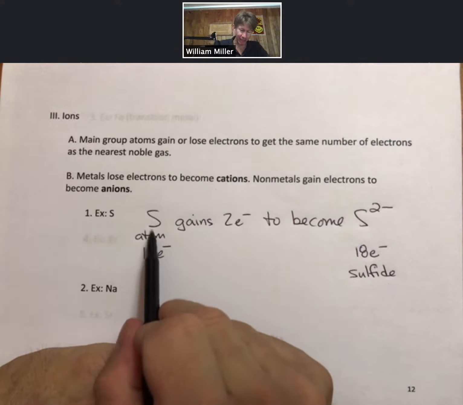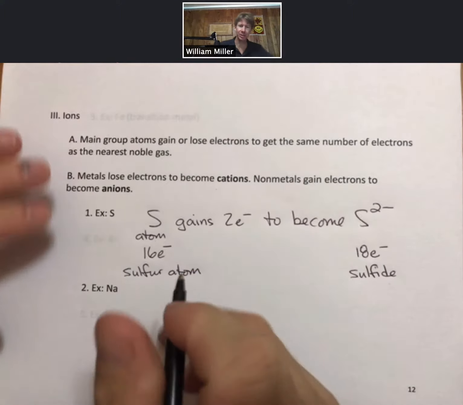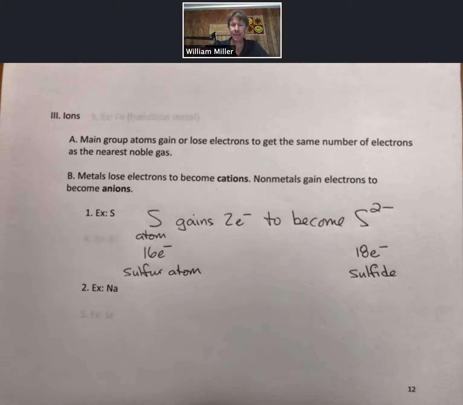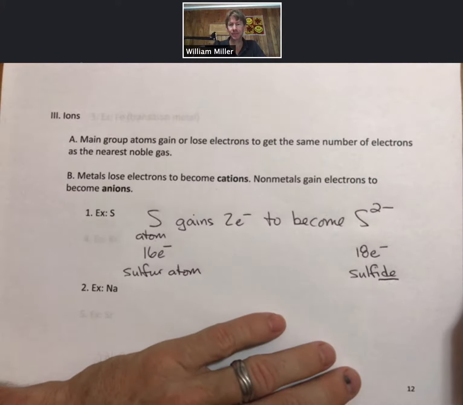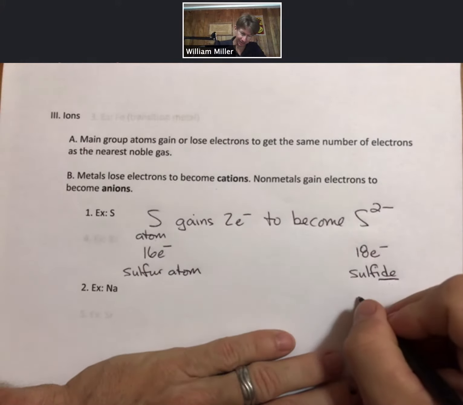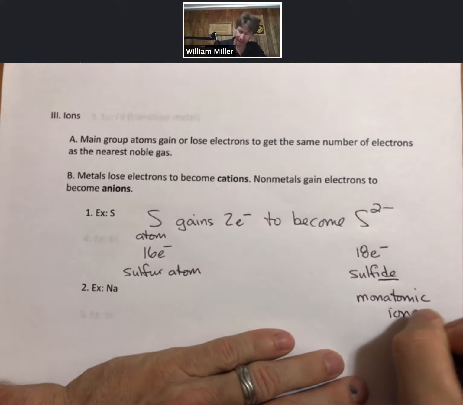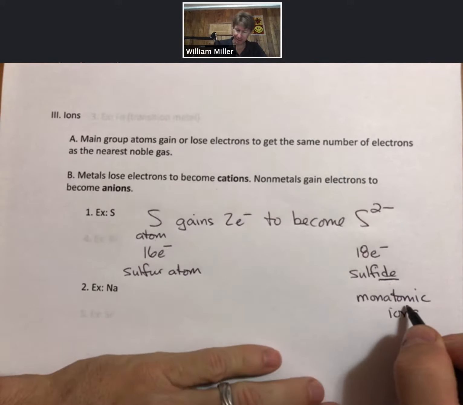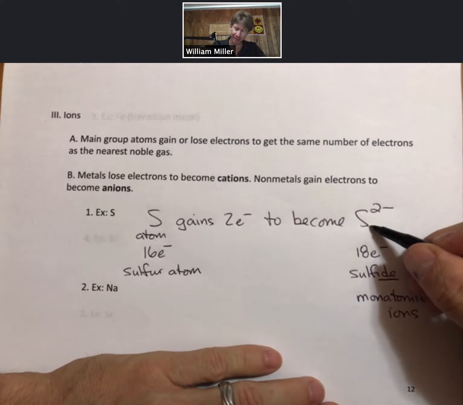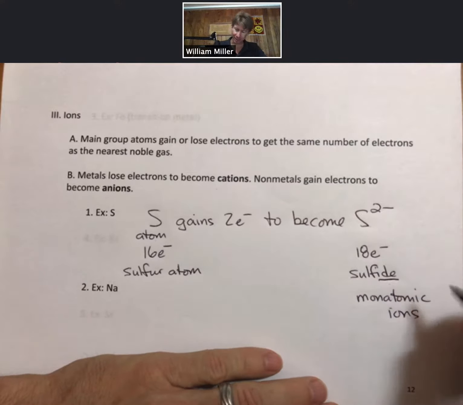Whereas we had a sulfur atom, where sulfur is the name of the element, the ion is called the sulfide. And what we will see is that all of the nonmetals form monatomic ions, where mono means one and atomic means atom. So this is a monatomic ion because it's made out of one atom, and they all end in IDE for the nonmetals.